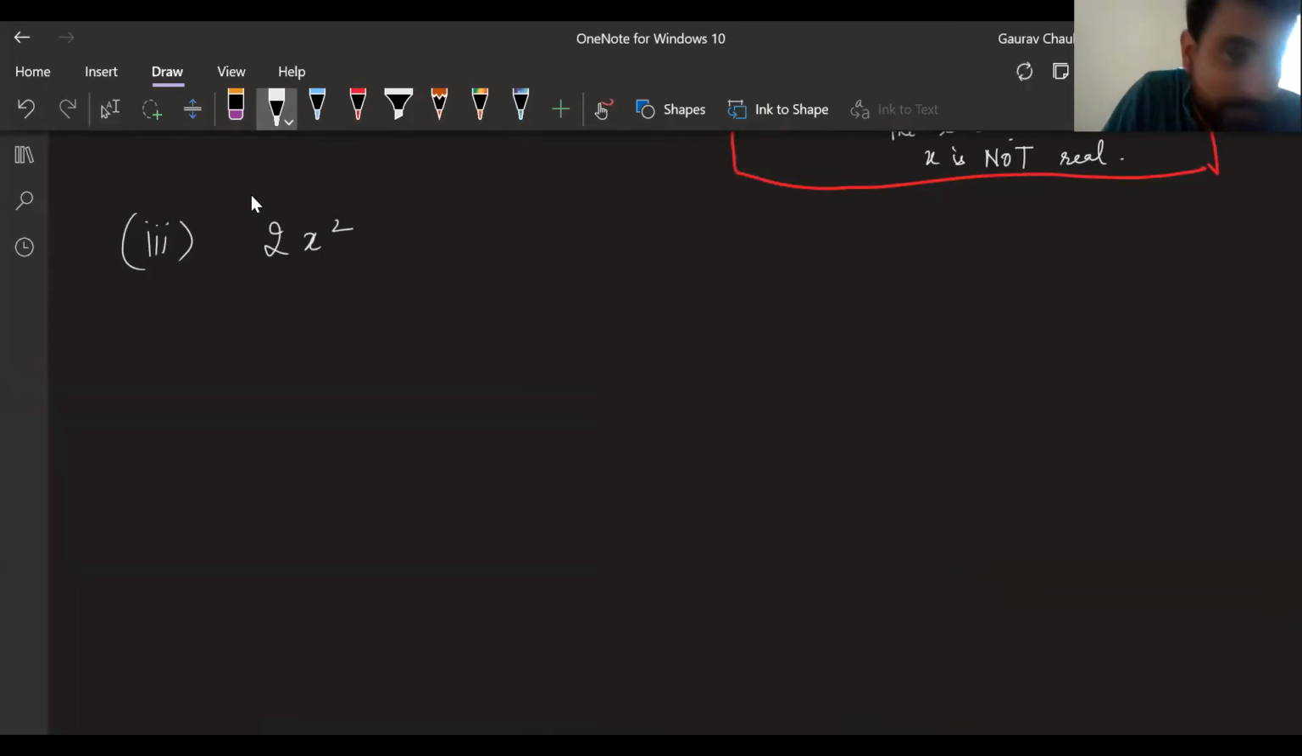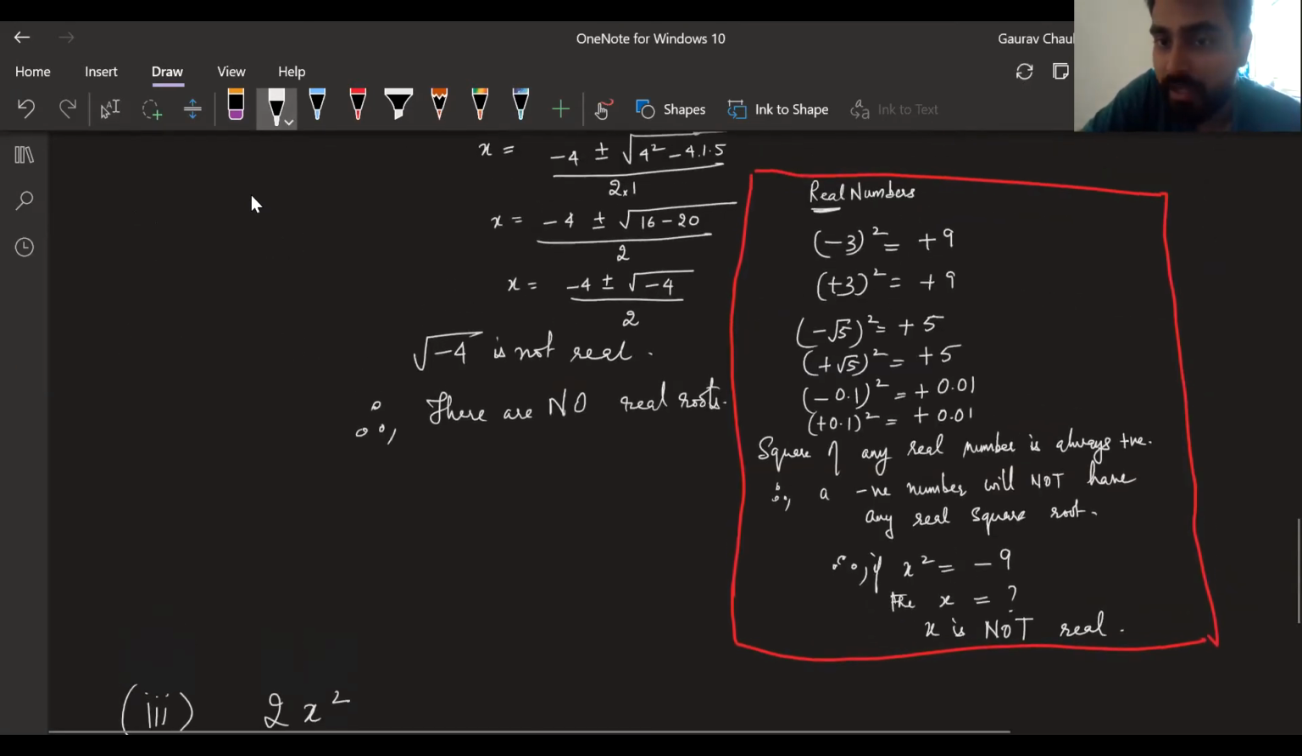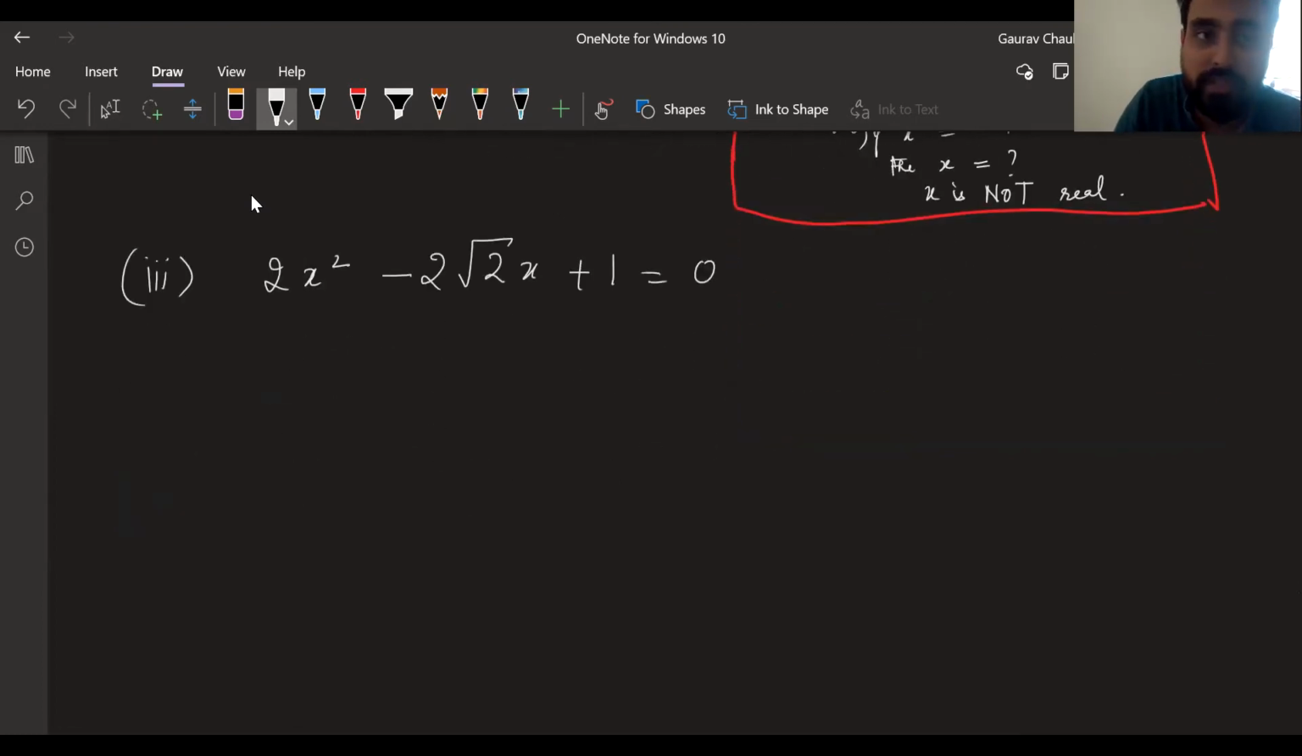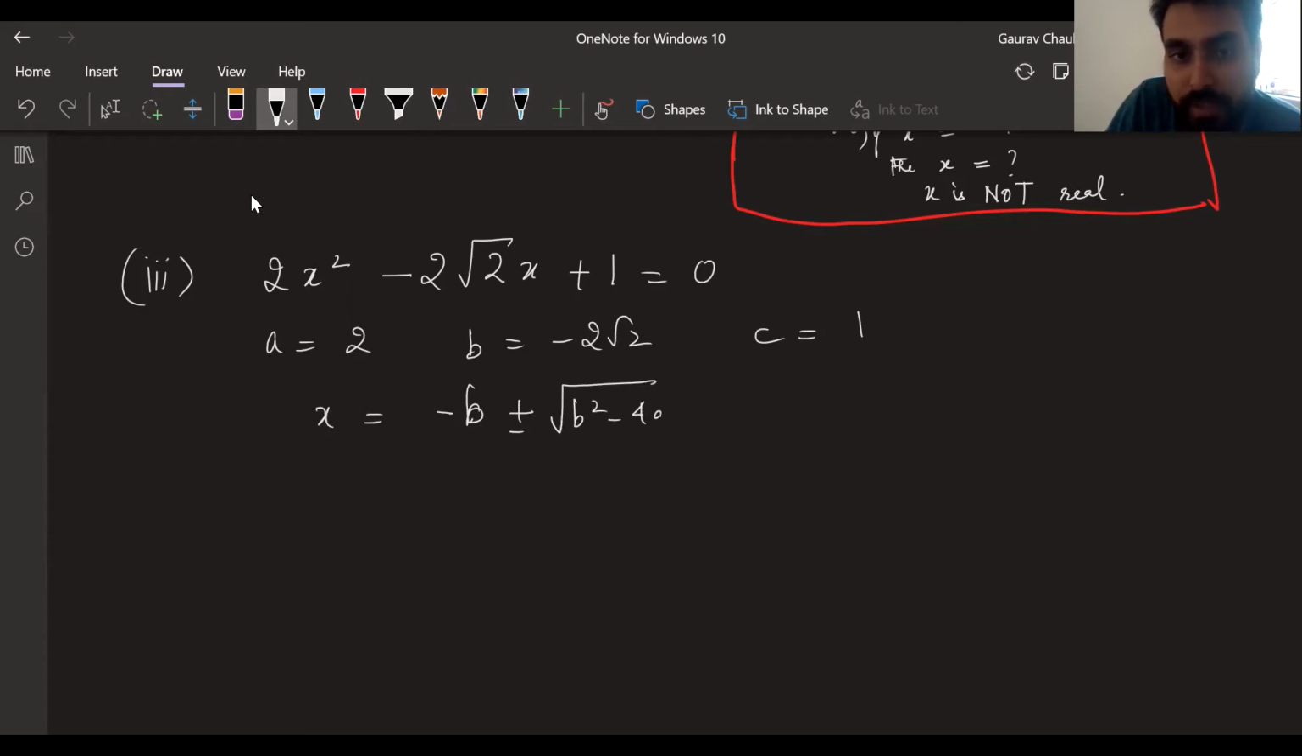Okay, 2x square. But I want you to copy this box. Okay, this is very, very important. So 2x square minus 2 root 2x plus 1 is equal to 0. Same thing, okay? Quadratic formula use करके solution निकालना है. A is equal to 2, B is equal to minus 2 root 2, C is equal to 1, X is equal to minus B plus minus root over B square minus 4AC by 2A.